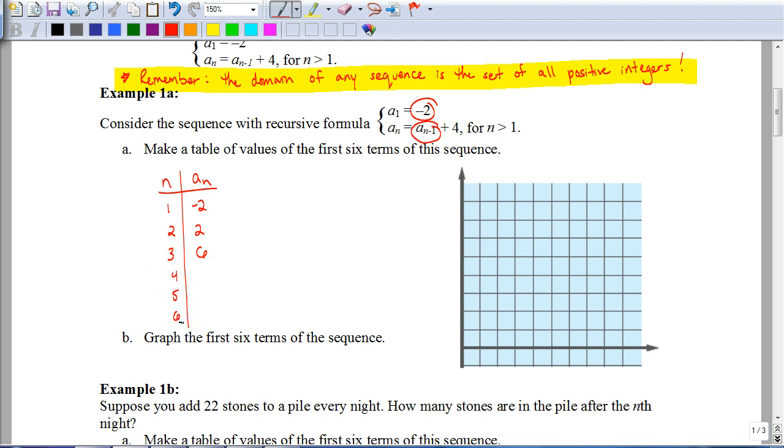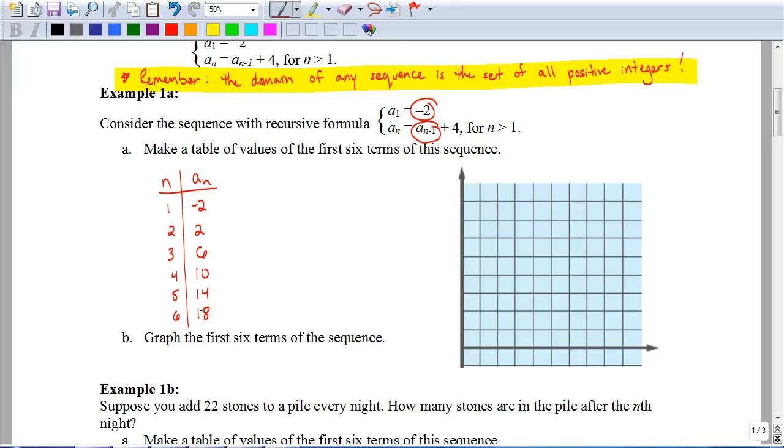We're trying to find the first 6 terms here. So the fourth term would be the previous term 6, plus 4, which is 10. So this would be 14, and this would be 18. Now when we go to graph these by hand, it's really important to think about our scales. On the x-axis, it's okay to count by ones. But on the y-axis, we have to go all the way from -2 up to +18. So it's a pretty broad range there.